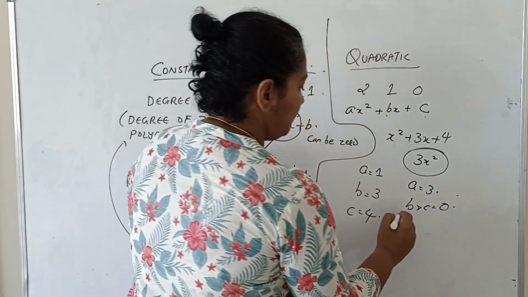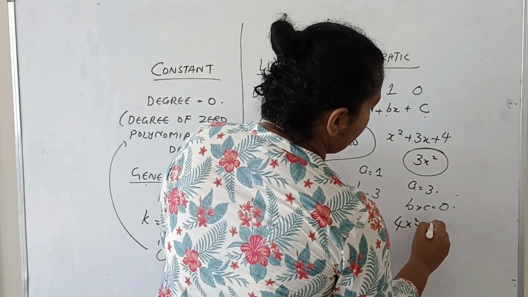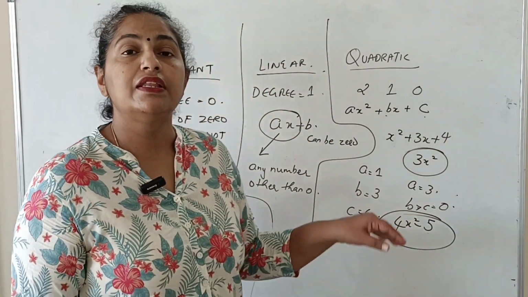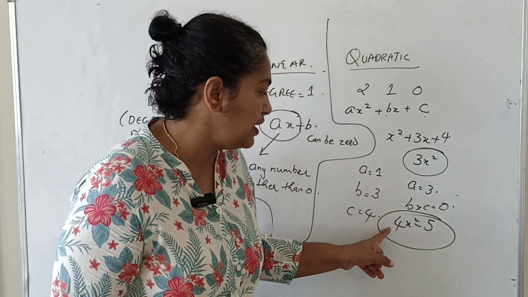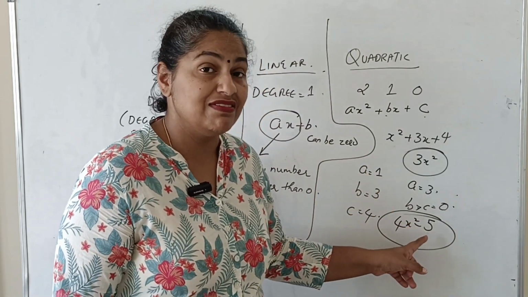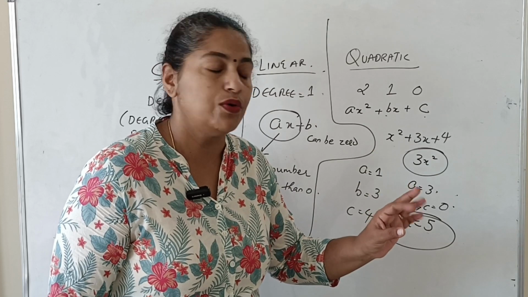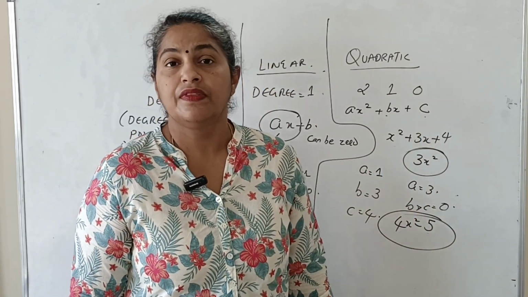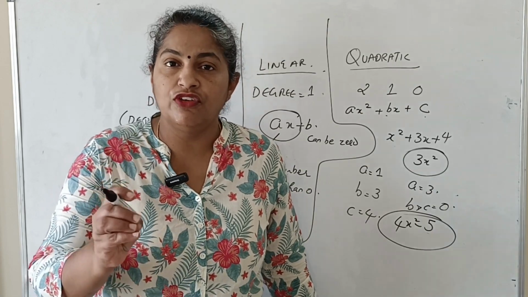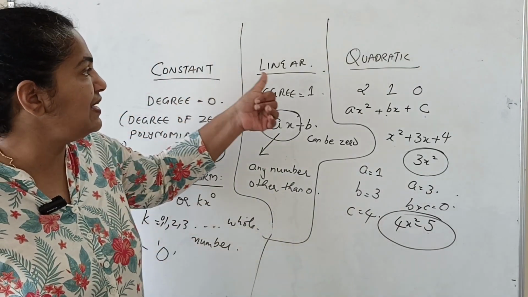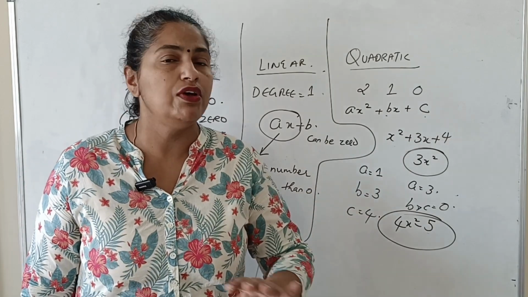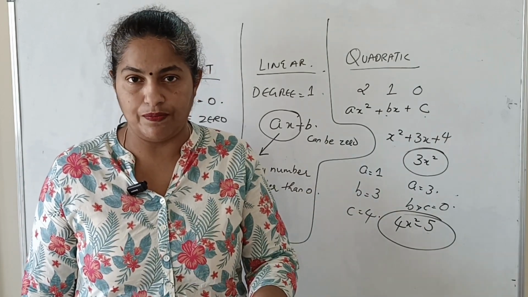Clear? Now, 4x square minus 5. This is a quadratic polynomial where the value of a is 4, the value of b, which is the coefficient of x, is 0, and the value of c is minus 5. I hope you are clear with the general form of constant, linear and quadratic polynomial and which terms can be 0 and which terms cannot be 0.